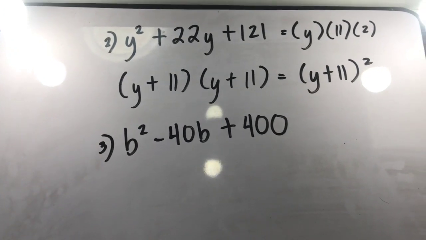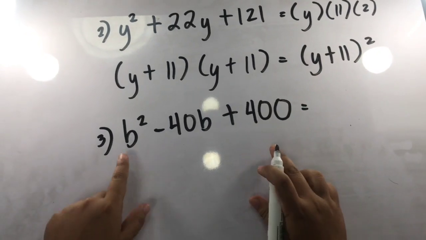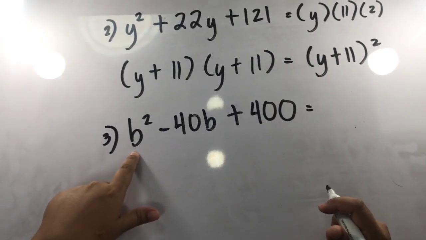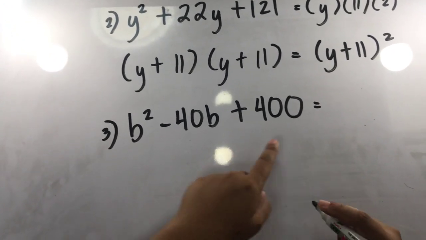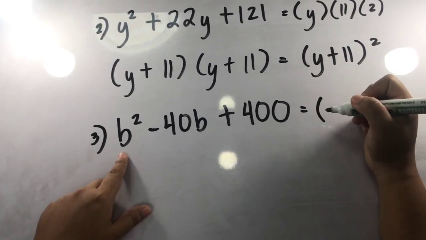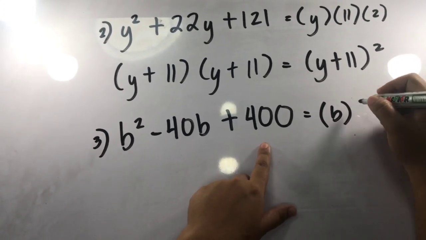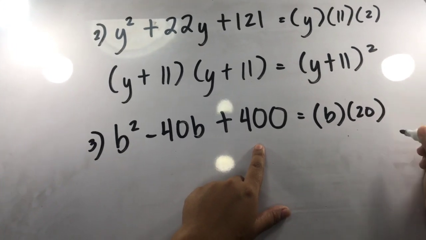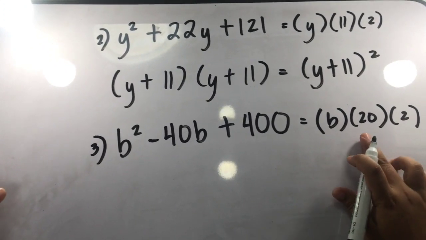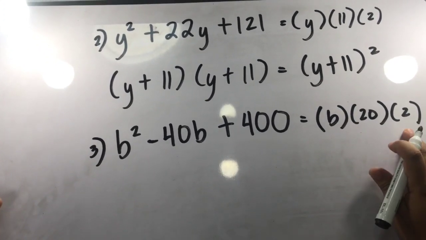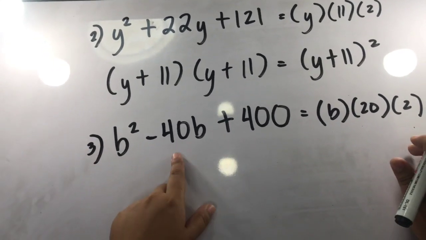Third, we have b squared minus 40b plus 400. Check. First term, b squared, perfect square. Last term, 400, perfect square. Middle term: the square root of b squared is b. Square root of 400, 20. Then multiply them by 2. So, b times 20 is 20b, times 2 is 40b. Disregard the sign first. Okay, so 40b, correct.